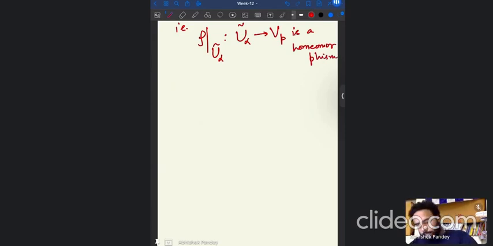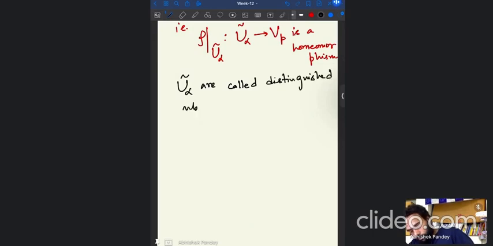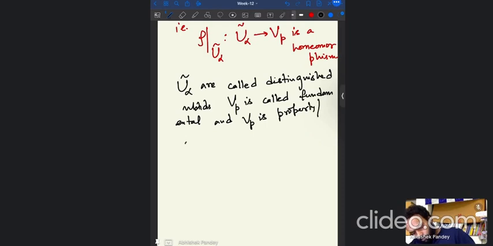Okay, so in this case, these are called distinguished neighborhoods, and VP is called fundamental, which is evenly covered, or properly covered.